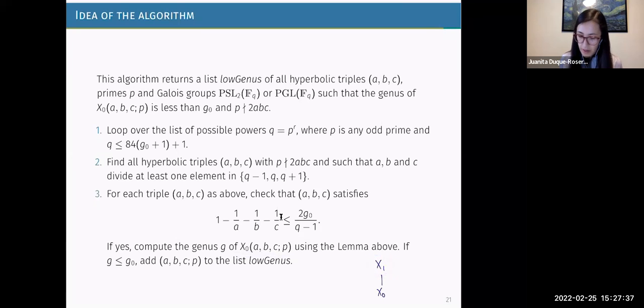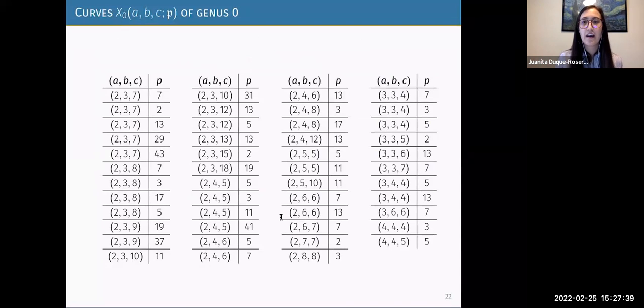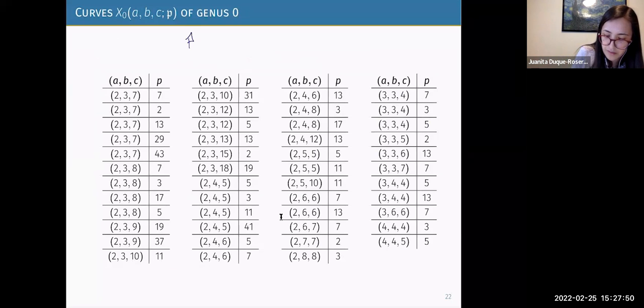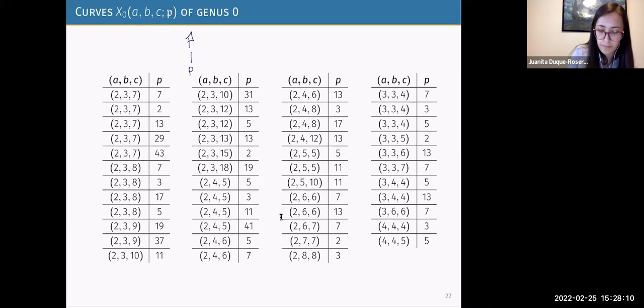And then to finish, I just want to give you a list of these triples and primes that have genus 0. Remember that here I am lying to you. The level structure is given by a prime above a rational prime, but it actually doesn't depend on what prime we choose. So that's why I'm listing the rational primes here. Yeah, so those are all the curves X0 of A, B, C, prime ideal of genus 0.